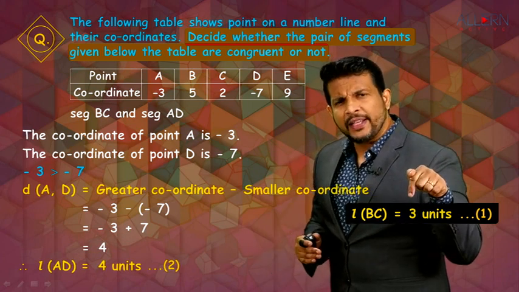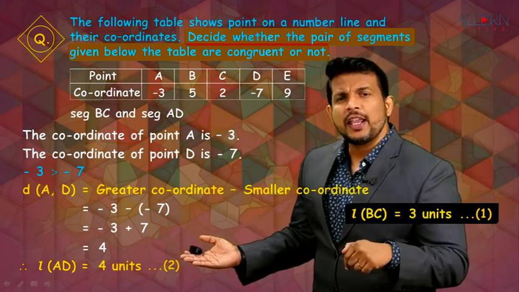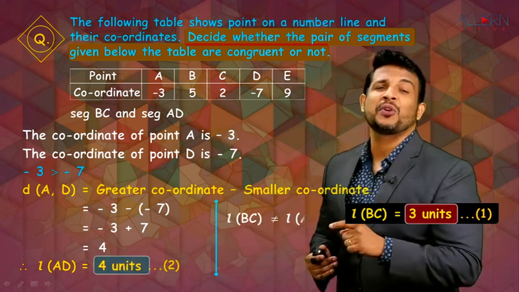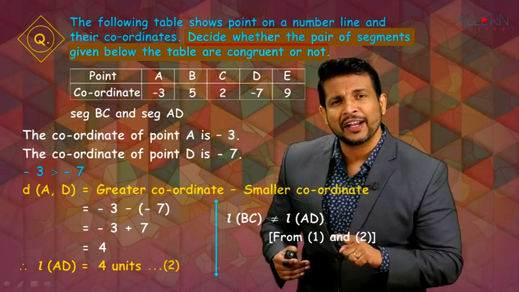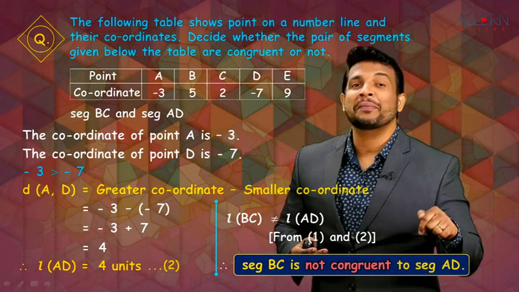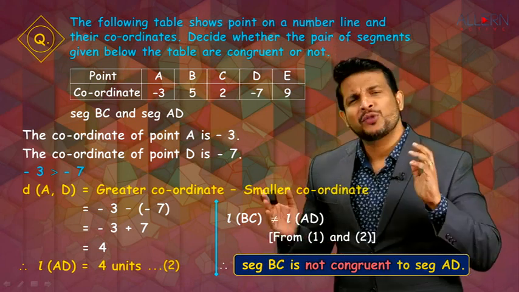Check the lengths. The length of BC is 3 units. The length of AD is 4 units. Are the lengths equal? No. So we say that the length of BC is not equal to the length of AD. From where did we get that? From 1 and 2. Hence we write that segment BC is not congruent to segment AD, and we got the sum. It's so very simple, right?